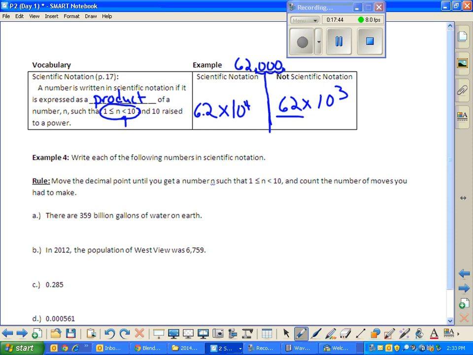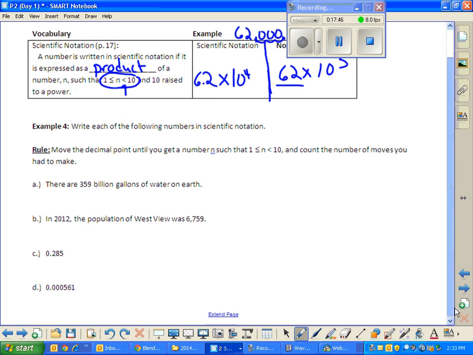So what we're going to do is 2 things. We're going to take a number that's big or small and write it in scientific notation. And then in the last example, you're going to take something that is in scientific notation and turn it back into a number. Our rule for taking a number and turning it into scientific notation is written there. We're going to move the decimal point until you get a number n such that that number is between 1 and 10, and then count the number of moves that you made.